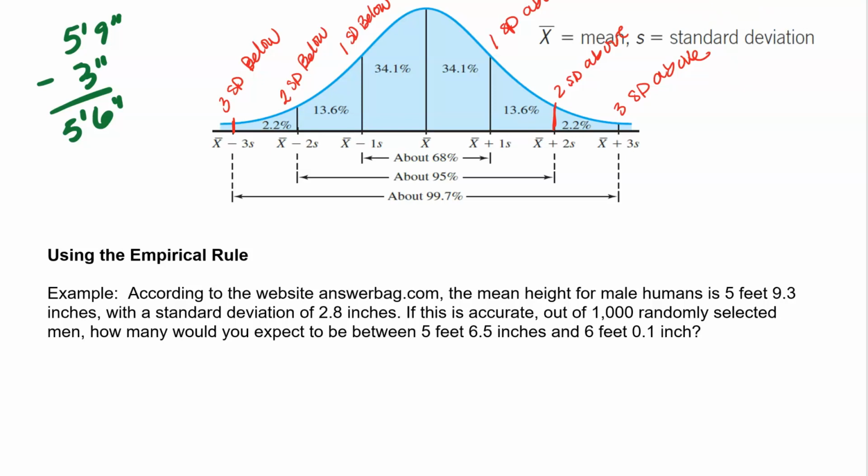According to the website, the mean height for male humans is 5 feet 9.3 inches. So again, above I approximated 5 feet 9, but we're going to use this exact number for this example. So the average male height is 5 feet 9.3 inches with a standard deviation of 2.8 inches. If this is accurate, out of 1,000 randomly selected men, how many would you expect to be between 5 feet 6.5 inches and 6 feet 0.1 inch?